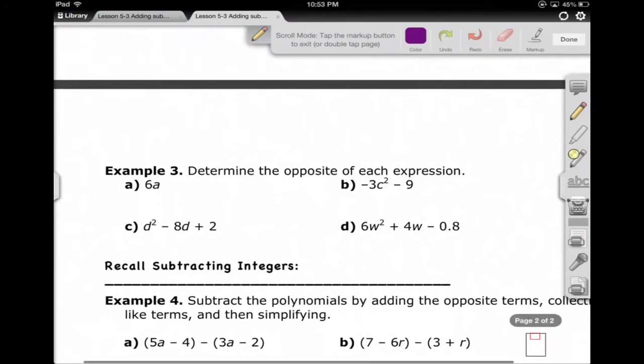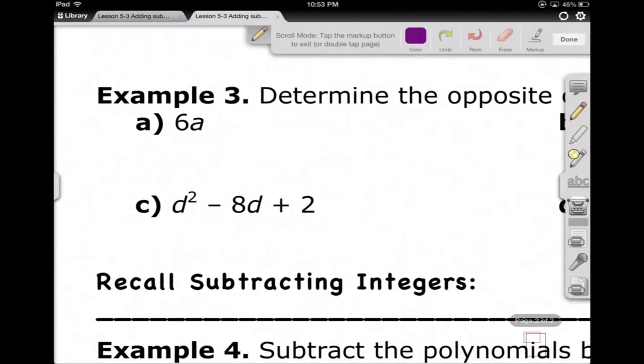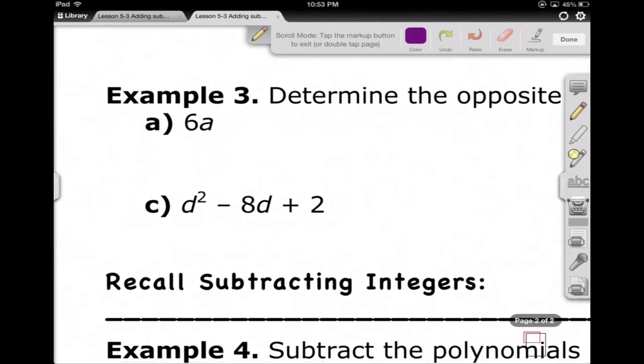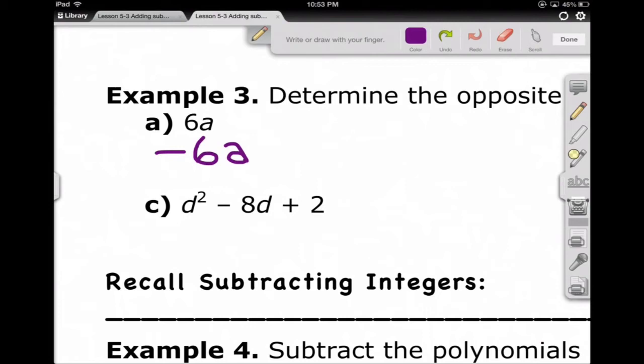So the opposite of 6a, where the coefficient is 6, would be minus 6 of a. Can you apply that to c? It's positive d squared, there's a minus 8d, and there's a positive 2.